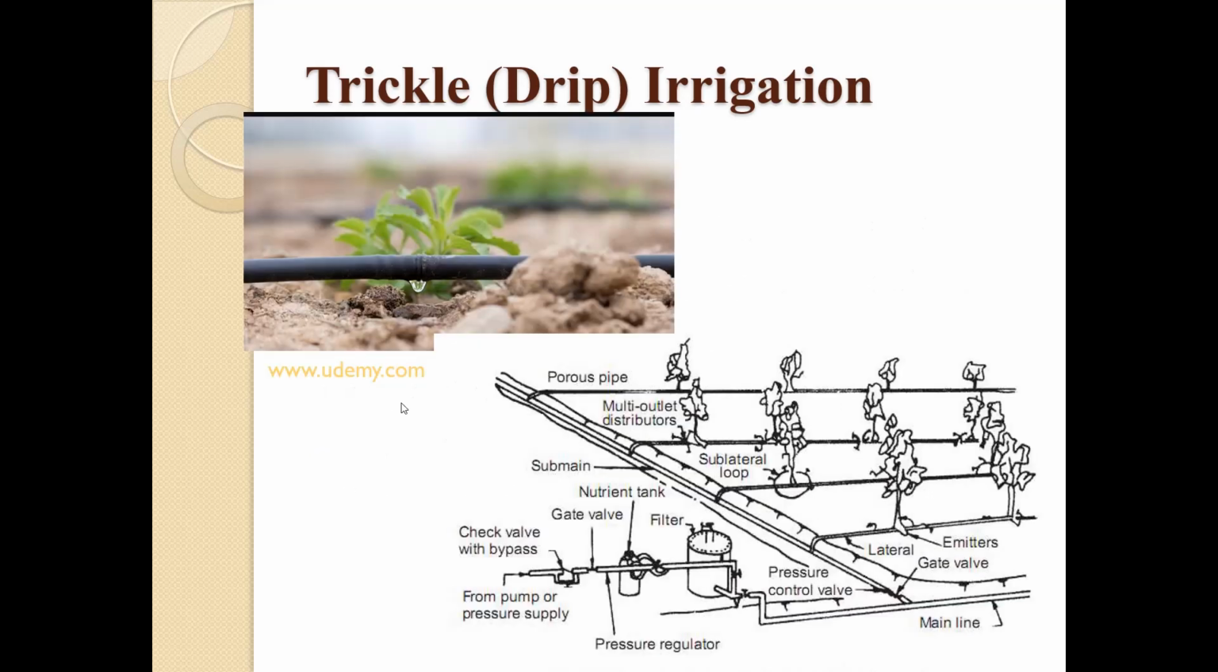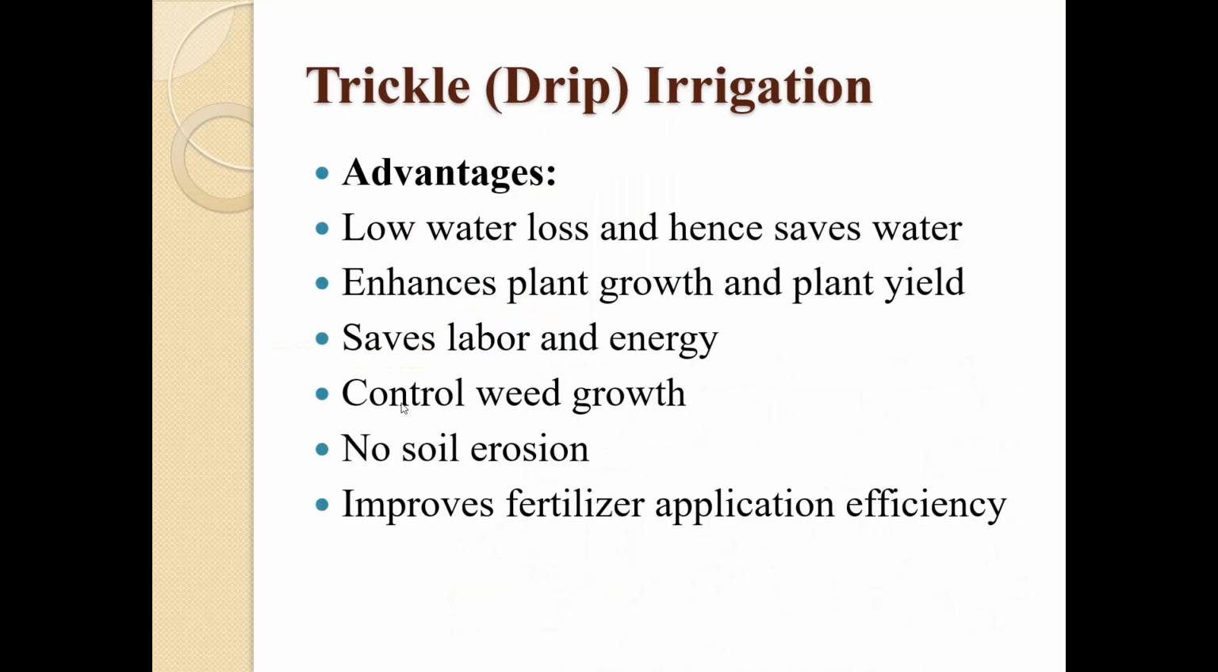So this is the most efficient method. We are adopting this kind of method nowadays, even for the sugarcane. So many people are adopting this method, and it is a water saving method, and the government is promoting these kinds of methods by giving a subsidy for these kinds of irrigation.